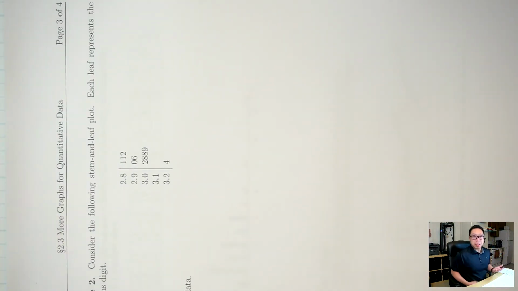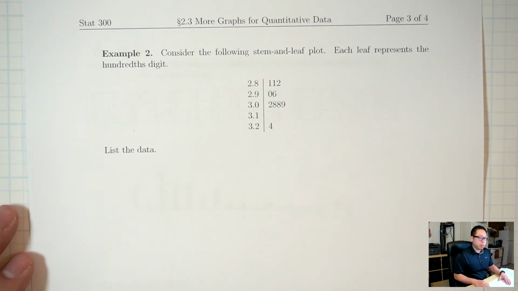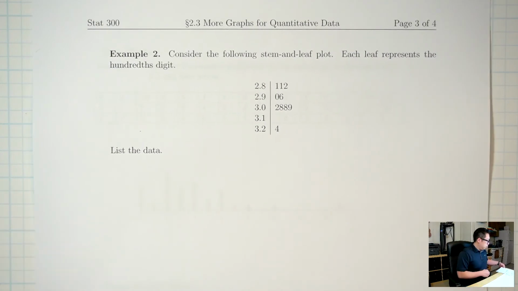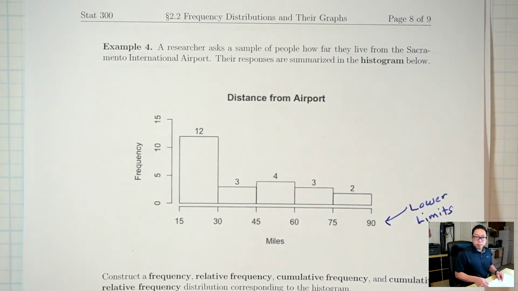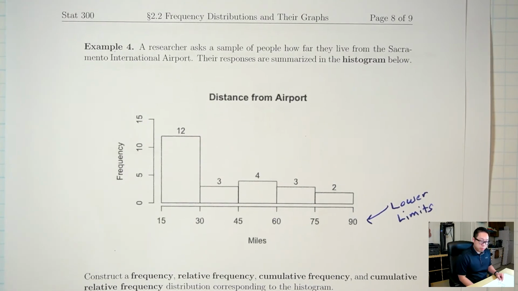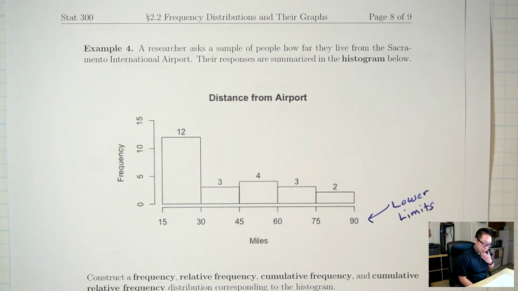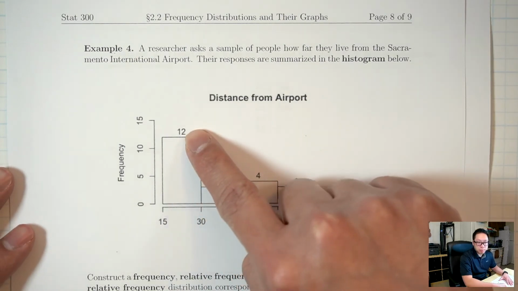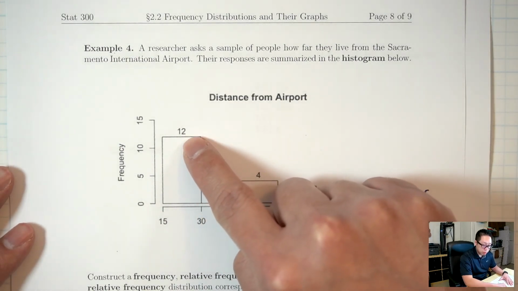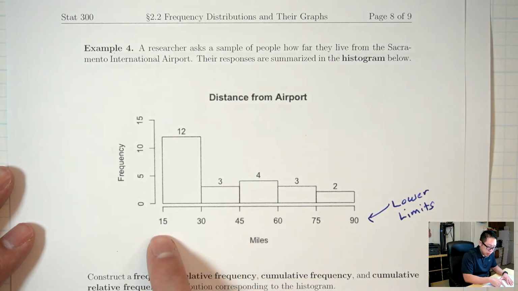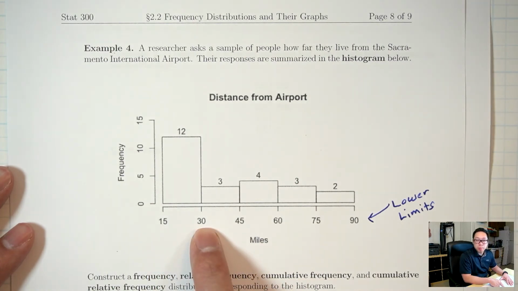So I said if you turn a stem and leaf plot sideways, it looks like a histogram. Okay, so what are the pros and cons of a stem and leaf plot versus a histogram? This is a histogram from the last lecture, about how far people live from the airport. If I give you a histogram, what information can you tell me? What does this 12 mean? This 12 means that there's 12 people who live somewhere between 15 and 30 miles from the airport.